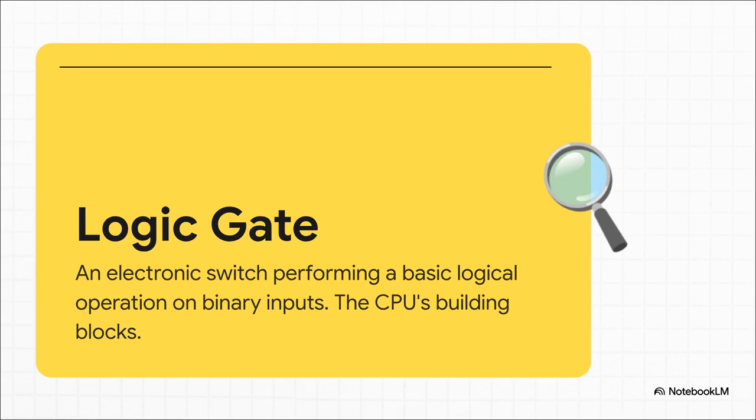The answer is something called a logic gate. A computer's brain, the CPU, is built out of billions, literally billions, of these tiny electronic switches. Each one just takes a couple of binary inputs, a 1 or a 0, and spits out a single binary output based on a really simple rule.